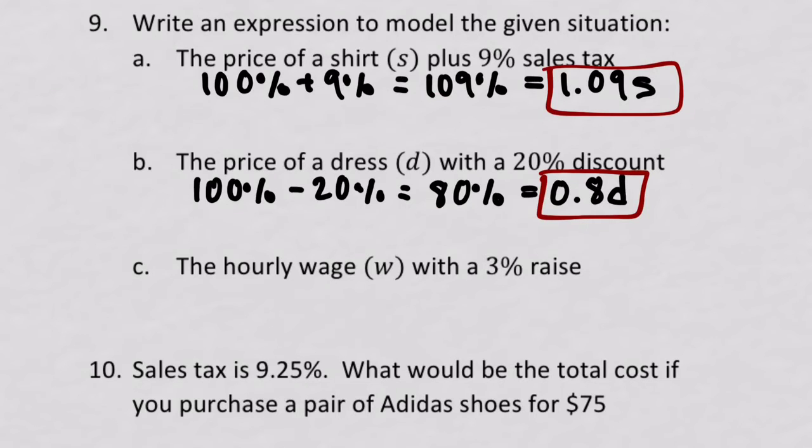Same idea. The hourly wage with a 3% raise. We always do this with percentages. Start with the 100%. It says a 3% raise, so we need to add, not subtract like the last one. We need to add 3% to that. And we get 103%.